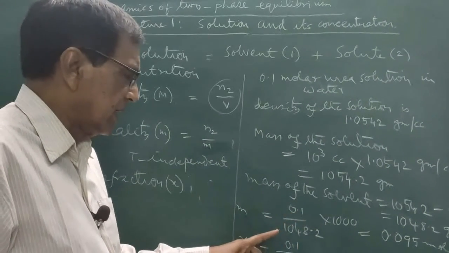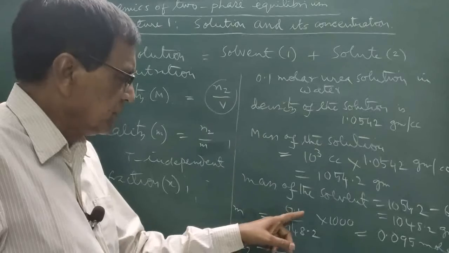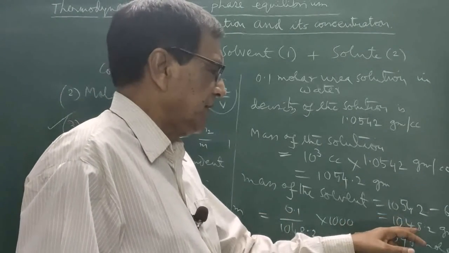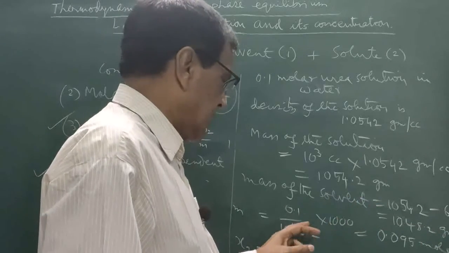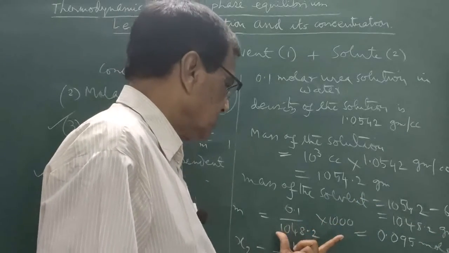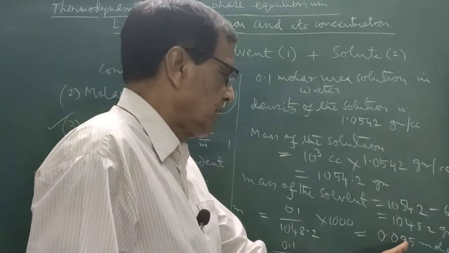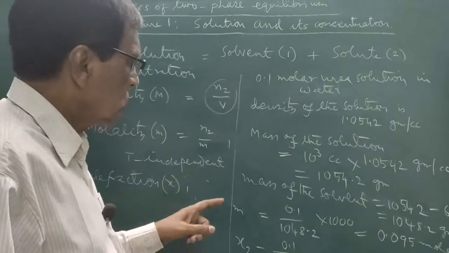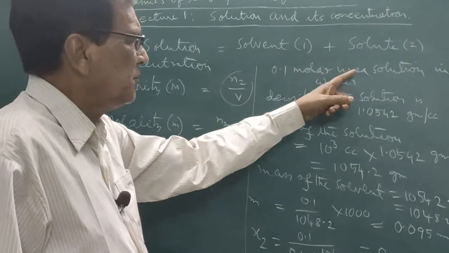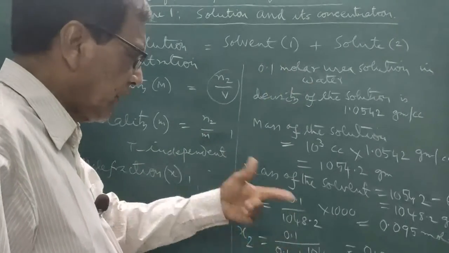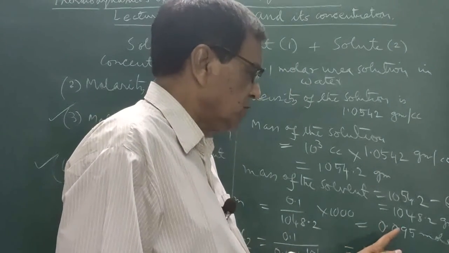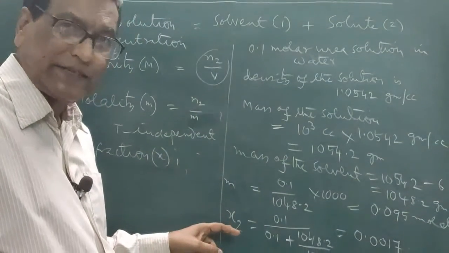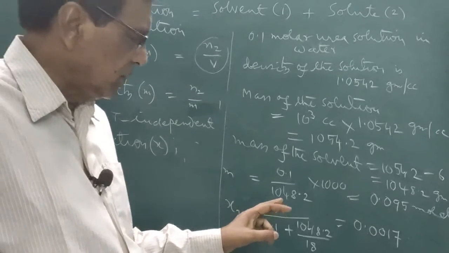So the molality of the solution will be 0.1 mole of the solute dissolved in 1048.2 gram of the solvent, multiplied by 1000. So this will give you 0.095 molal solution. So this 0.1 molar urea solution is equal to a 0.095 molal solution.